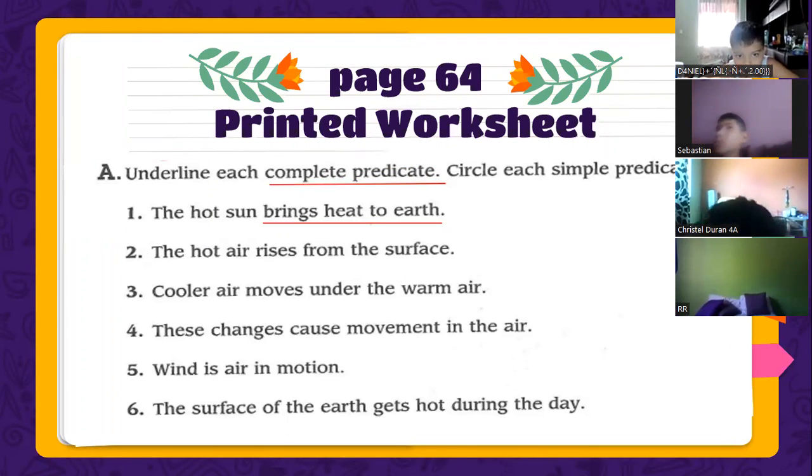Then the second instruction says circle the simple predicate. The simple predicate is the verb or the verbal phrase. What is the verb? Brings, exactly. So we have to circle brings. We underline the complete predicate and circle the simple predicate, which is the verb.